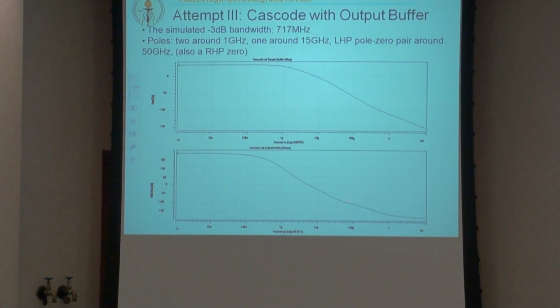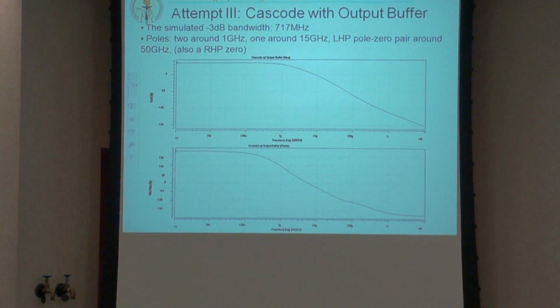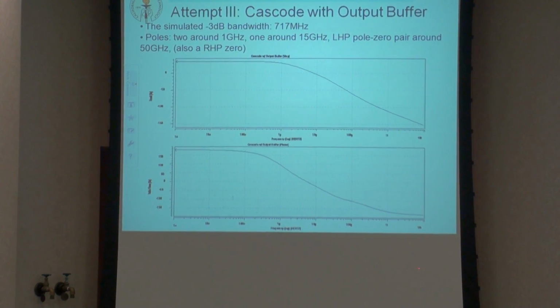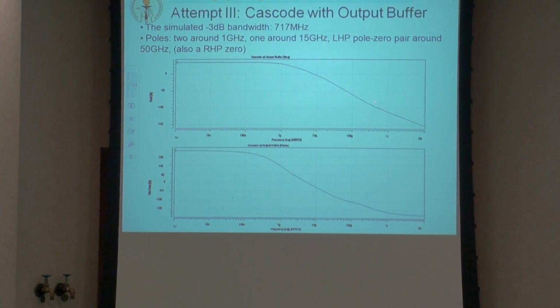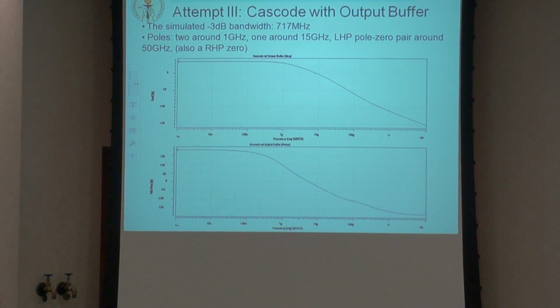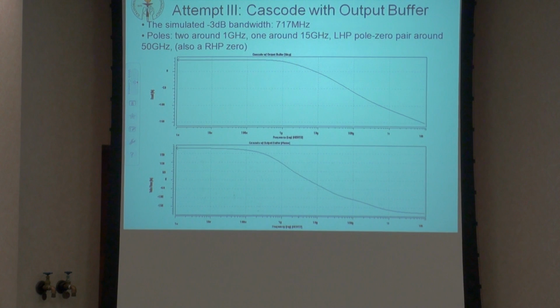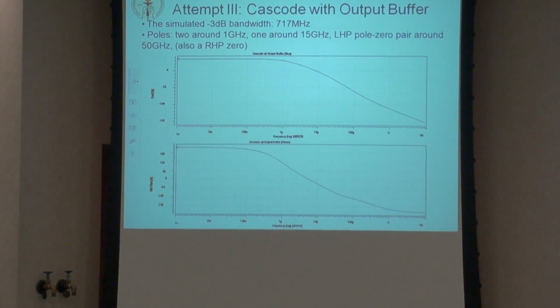Right? The left half plane zero tries to increase the phase, and then that pole comes in and just cancels it. So you just see a little bump here. And you don't see it really here unless you zoom in and look carefully. And then you have a high frequency. You can basically say that you will see the effect of the right half plane zero as well. And the bandwidth that you see for this case is 700 megahertz actually.